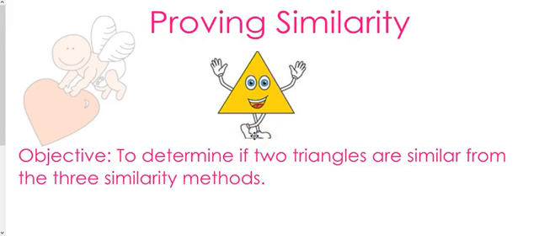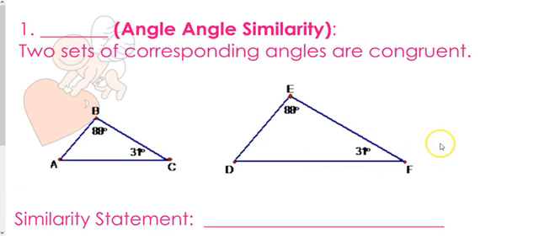In this video, we're going to discuss how we determine whether or not two triangles are similar. There are three similarity methods that we are going to discuss today: side, side, side; side, angle, side; and angle, angle. So the first one I'm going to talk about is angle, angle.